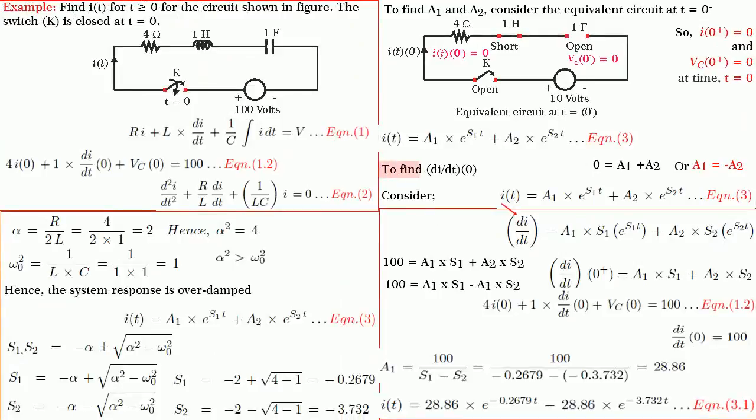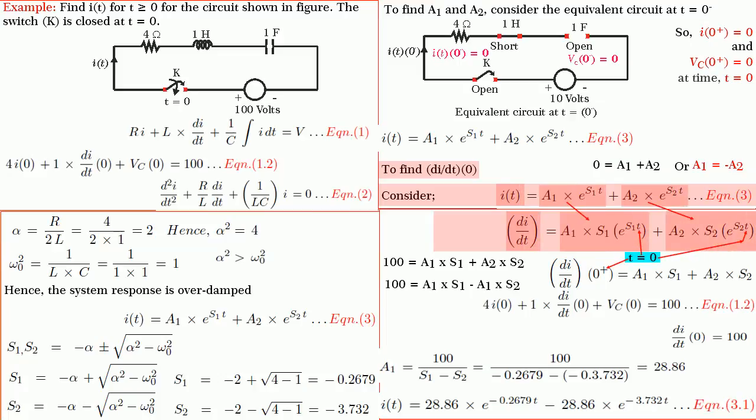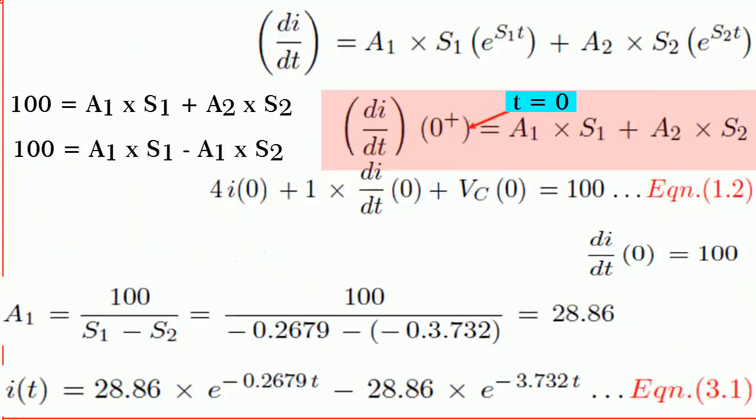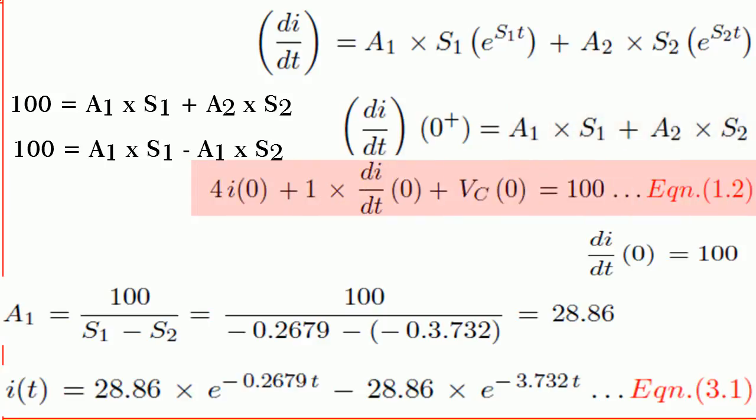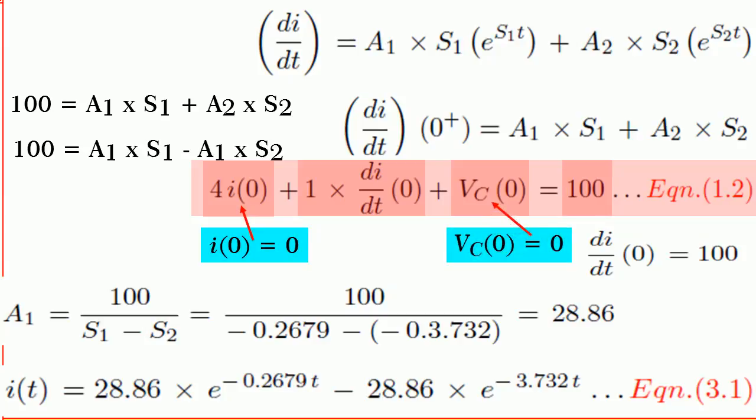Now, to find di/dt(0), consider equation 3. By finding di/dt and substituting t equal to 0 in it, we get di/dt(0) equal to a1 s1 plus a2 s2. But by considering the system equation 1.2, we see that 4 times i(0) plus di/dt(0) plus Vc(0) equal to 100, and we know i(0) equal to 0 and Vc(0) equal to 0. So di/dt(0) we get equal to 100.